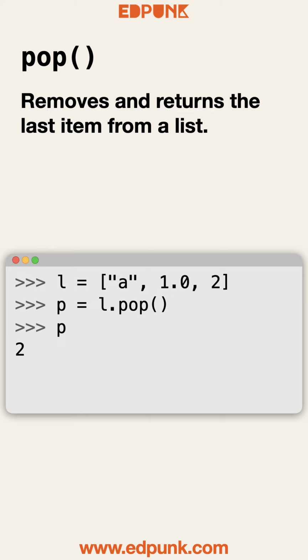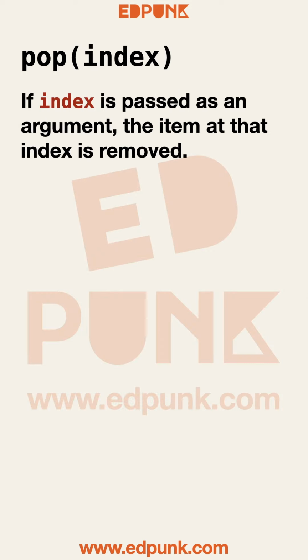As expected, it is 2. Now, let us check the value of list L. List L now contains only items string A and float 1.0 as the last item int 2 has been removed from the list. The pop method also accepts an optional argument index, which, when provided, removes and returns the item at that index of a list.